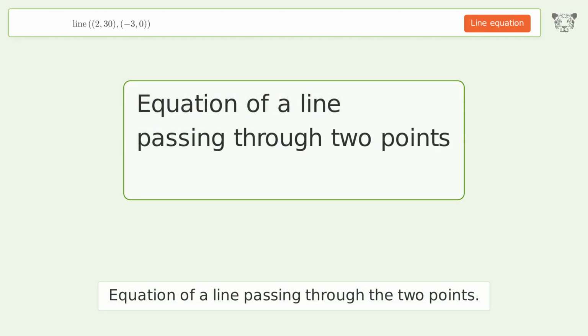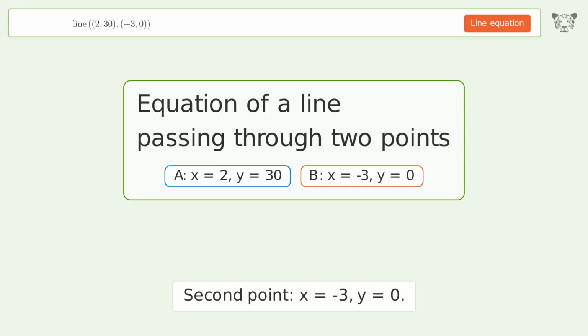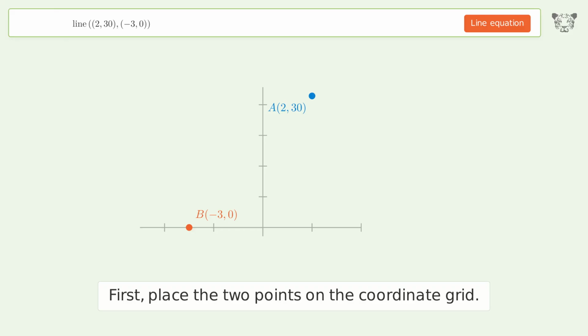Equation of a line passing through 2 points. The first point has x equals 2, and y equals 30. The second point has x equals -3, and y equals 0. First, place the 2 points on the coordinate grid.